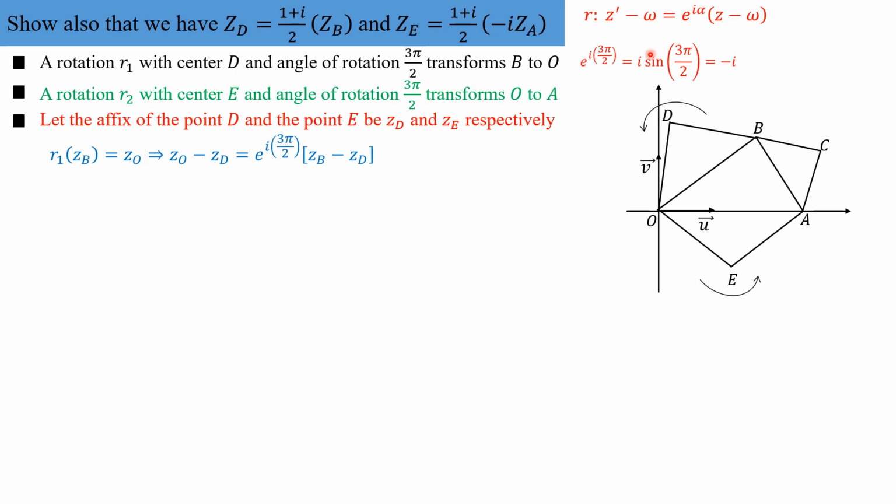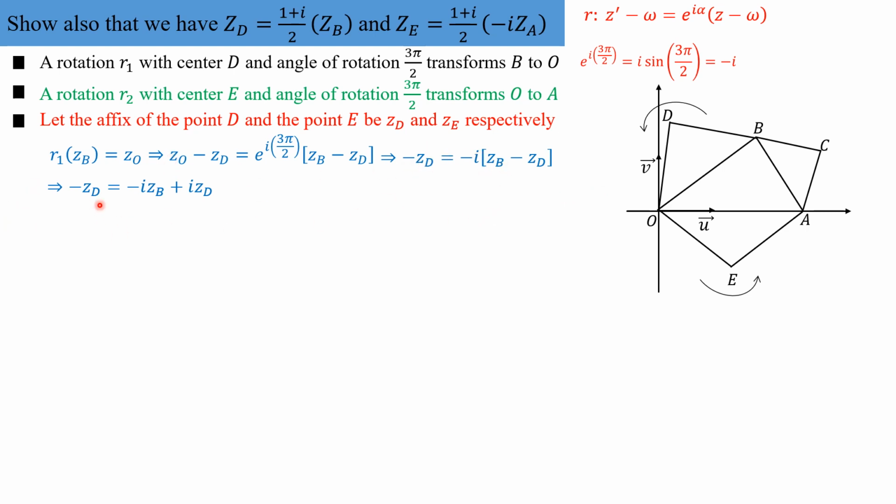So i times i, we get negative 1... So e raised to the power i 3π ln 2 is equal to negative i. Alright, so with that, we can now proceed by replacing e raised to the power i 3π ln 2 with negative i. So the left hand side, we get ZO, which is just 0, minus ZD gives us negative ZD, equal to e raised to the power i 3π ln 2, which is just negative i, then times ZB minus ZD. Alright, so with that, we can expand the right hand side.